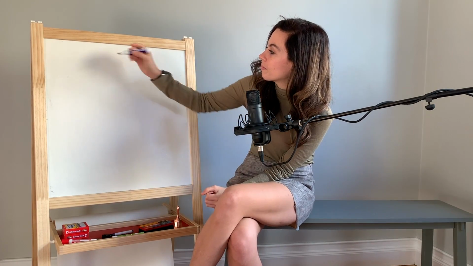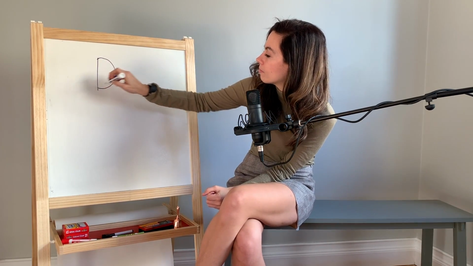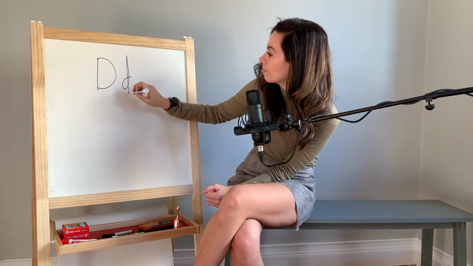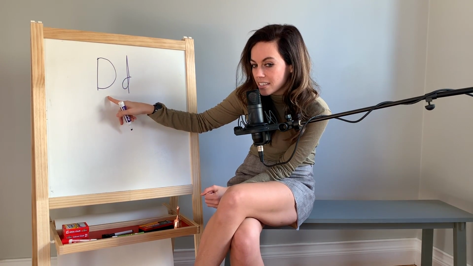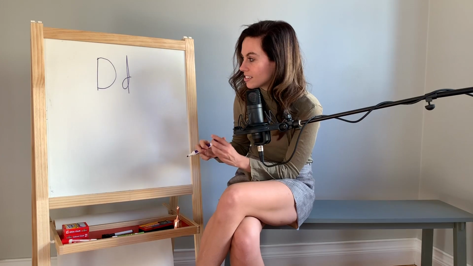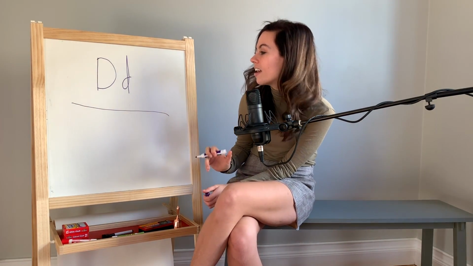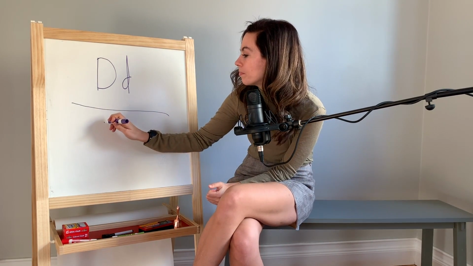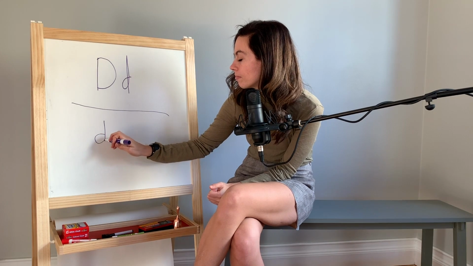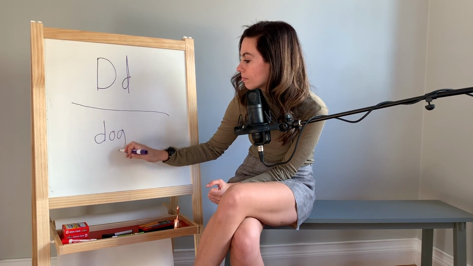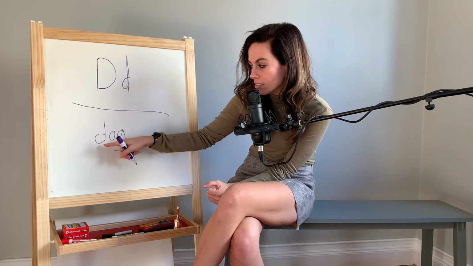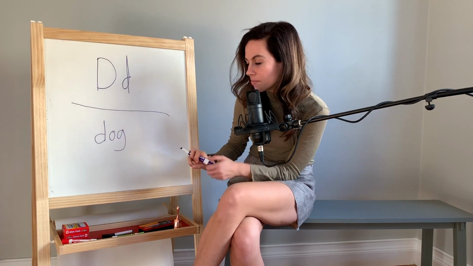The next letter we're going to do is the letter D. This is the uppercase D, and this is the lowercase d. D says d, d, d. And a word with D is dog, dog, dog.